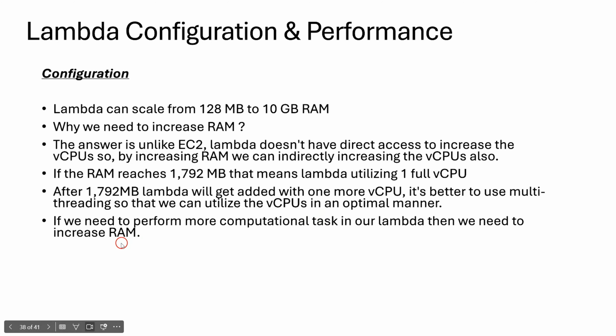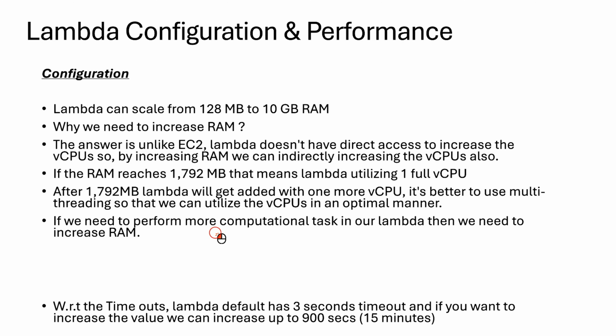The next point is, if we need to perform more computational tasks in our Lambda, then we need to increase the RAM. There is no other option. If you increase your RAM, indirectly it will increase your CPUs. If CPU is increased, you can do your computational task better. So that was one advantage.